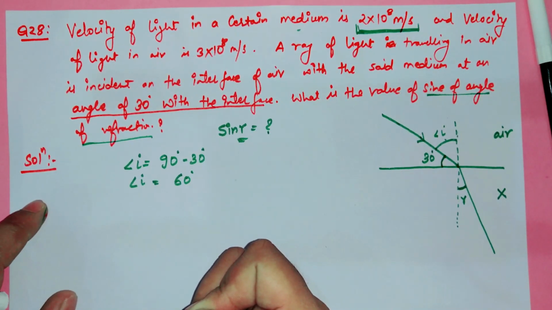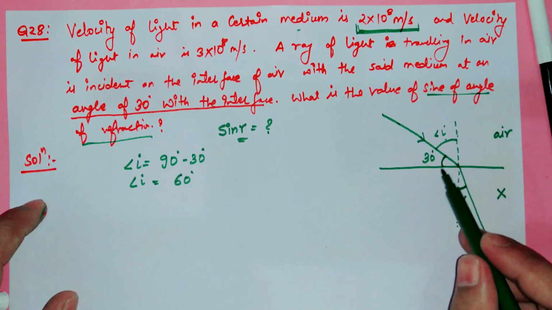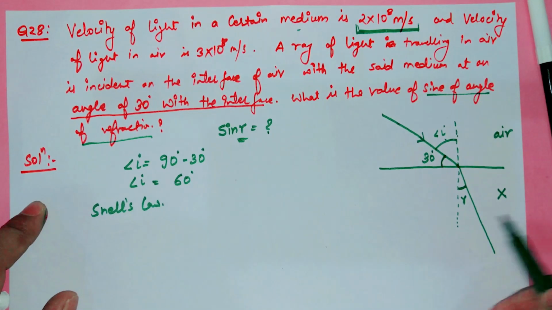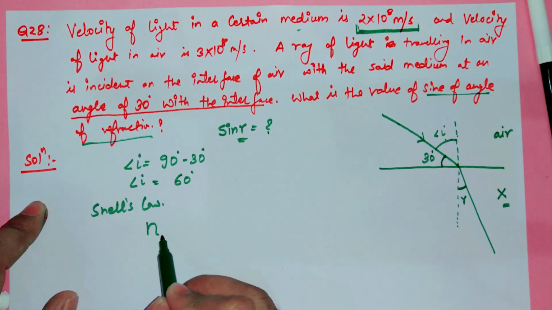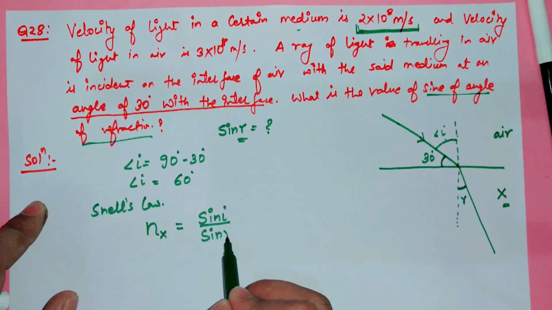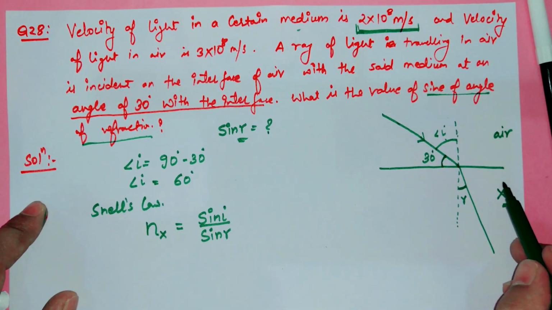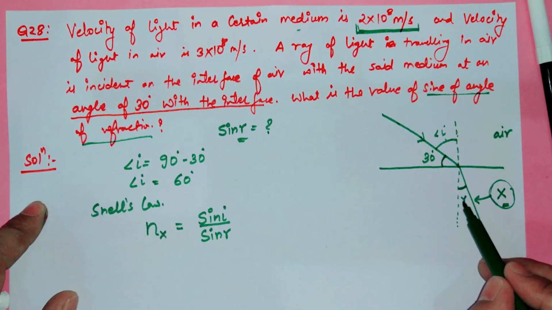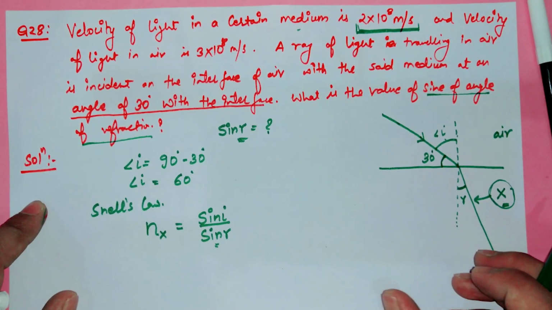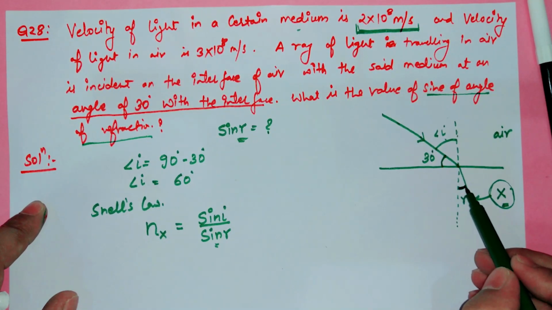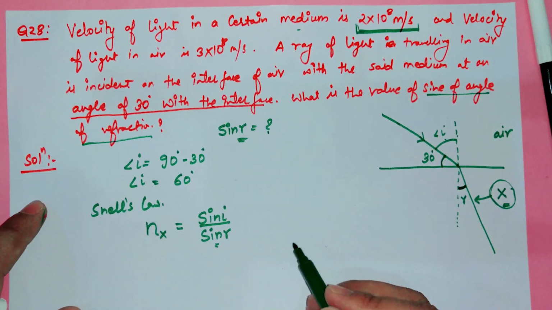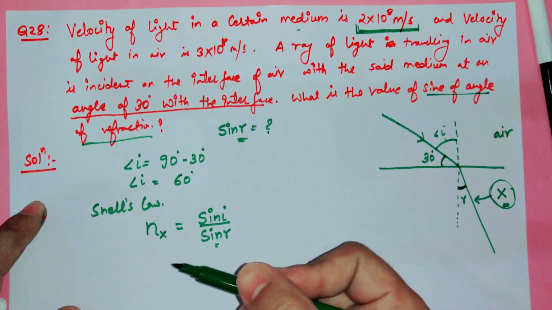Okay, clear? So applying Snell's law, if we calculate the refractive index of medium X, it will be sine I by sine R. We are calculating the refractive index of this medium, so the angle of this medium will be in the denominator. That point you have to keep in mind: whenever we are calculating the refractive index of any medium, the sine of its angle should be in the denominator.